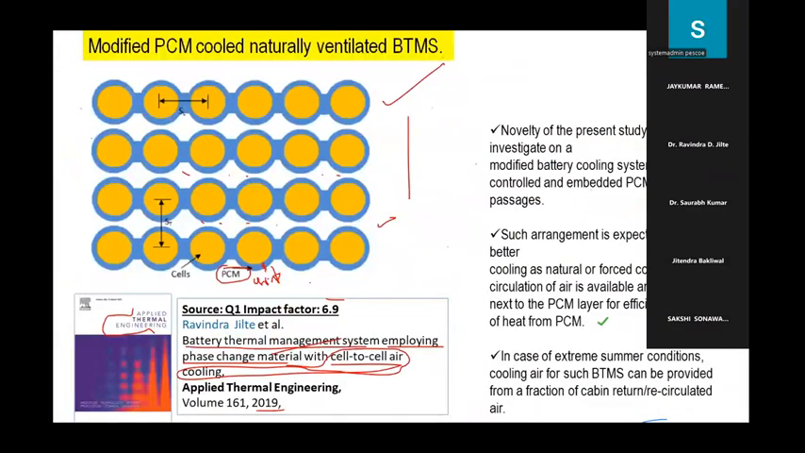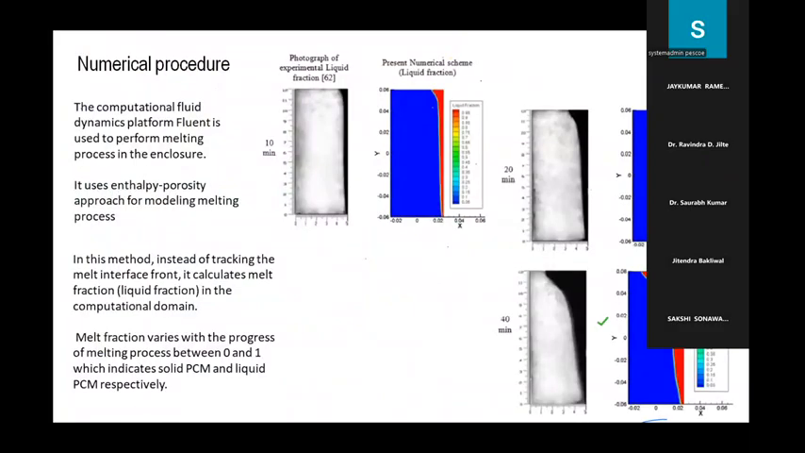We found that experimental photographs are available. For example here, if you keep the solid PCM, that is the experimental work, and if you heat this wall isothermally, that is, at the same temperature, so it is called isothermal heating, we observe that after 10 minutes, melting of the PCM occurs.